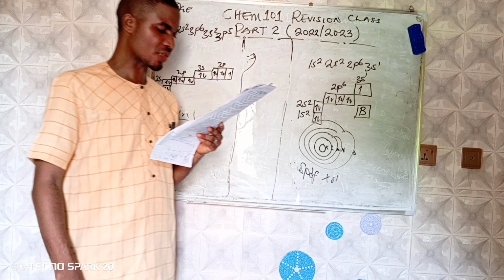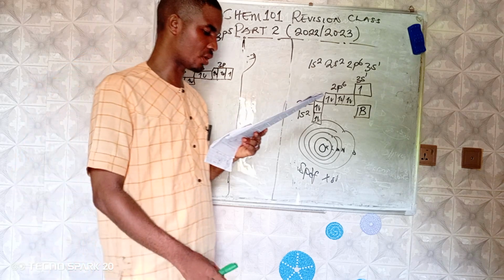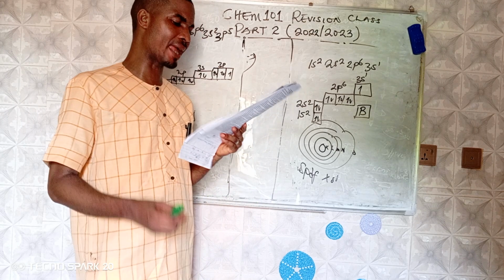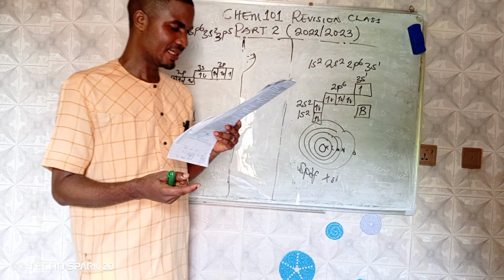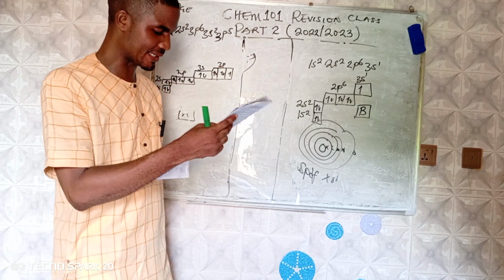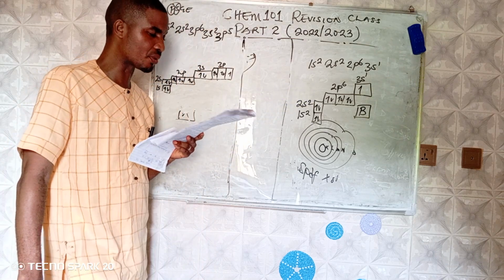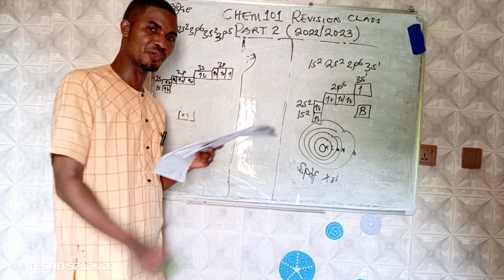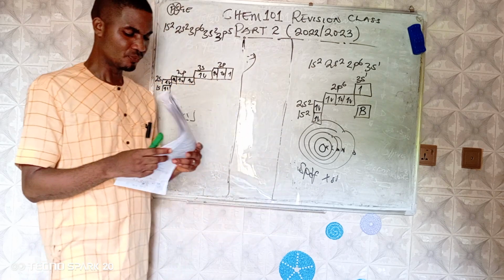48. Electrons enter the orbital of the lowest energy first until it is completely filled before electrons can enter orbitals of higher energy. This statement is a statement of Aufbau's principle, that you have to fill lower energy first before you go to the higher one.